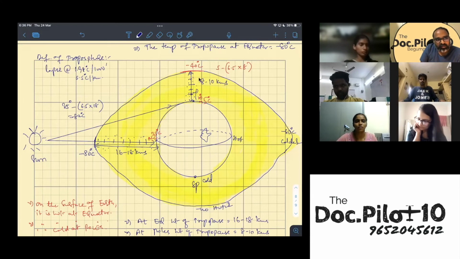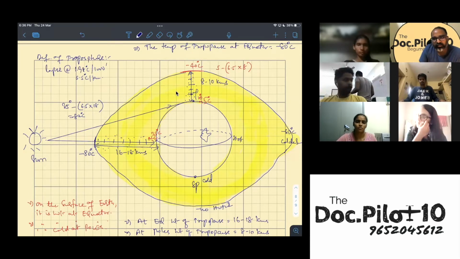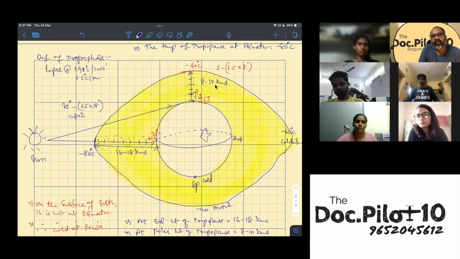Okay. Now, because the temperature at the poles is cold, is less, the molecules have contracted. They are close to each other. Correct. Now, that is the reason the height of the tropopause at the poles is only 8 to 10 kilometers. That is why the average height of the tropopause is 11 kilometers. Somewhere we took the average between 16 to 18 and 8 to 10, so it is 11 kilometers. That is what you understood about the height of the tropopause.